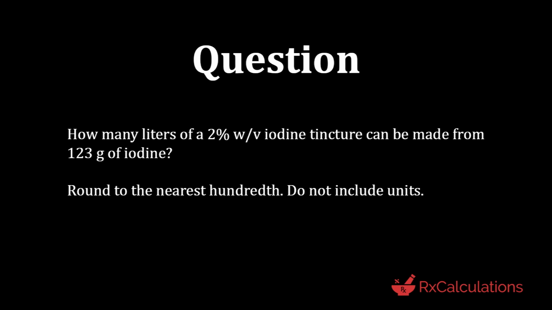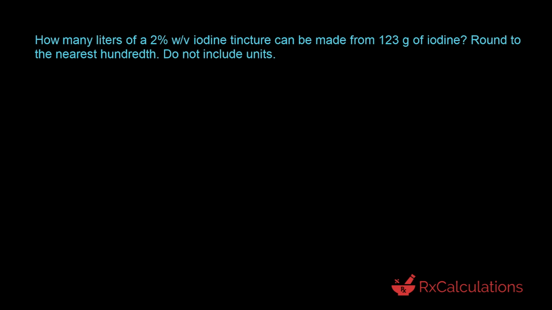This question says: how many liters of a 2% weight by volume iodine tincture can be made from 123 grams of iodine? Round to the nearest hundredth. Do not include units. So in the question here, you've been given the percentage strength, which is your concentration, and you've been given the quantity, which is 123 grams of iodine. Now the question is asking for some volume that can be prepared from the 123 grams of iodine.